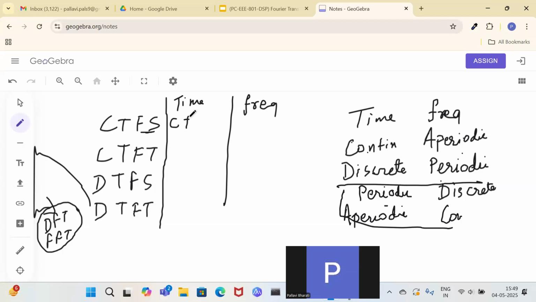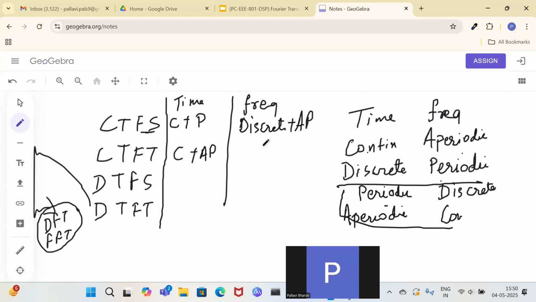Now, after Dirichlet's condition, we got that any non-periodic signal can also be represented as a Fourier series, or you can say Fourier transform. The other name given to it was Fourier transform. In this CTFS case, in the time domain the signal is continuous and periodic. So what is the spectra? Continuous will become aperiodic, and periodic will become discrete. So discrete and aperiodic.